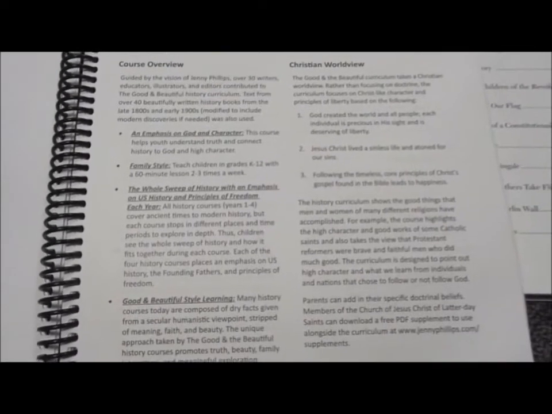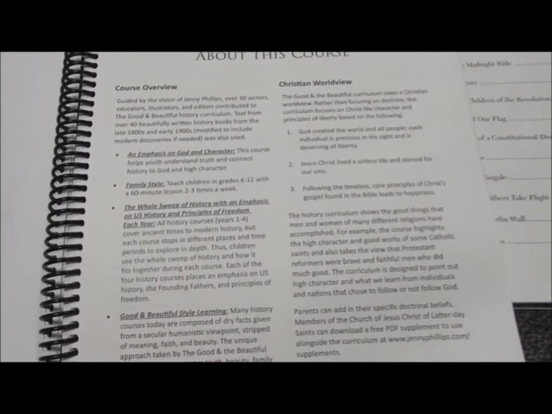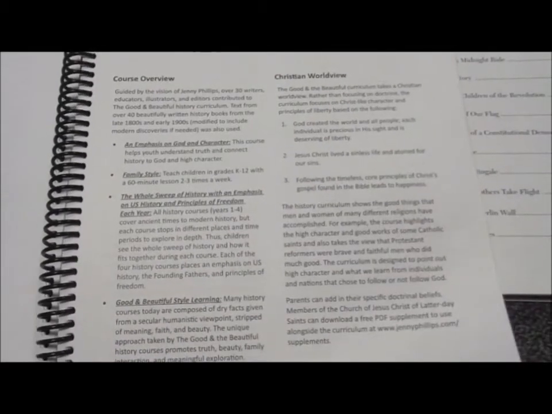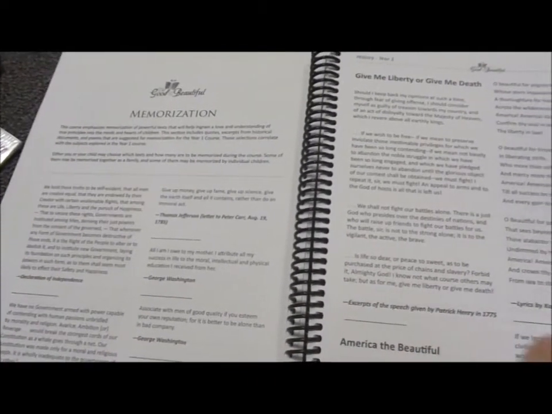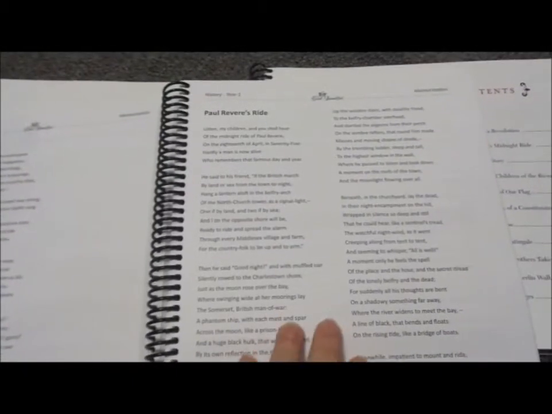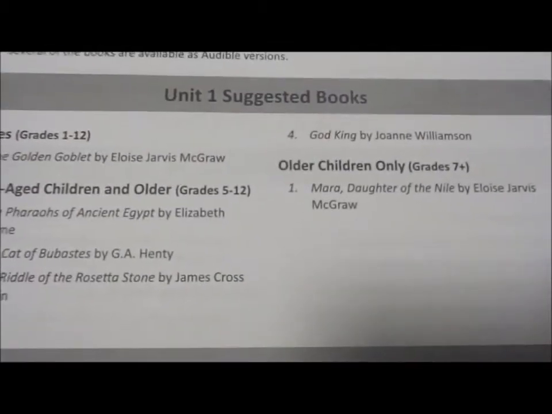Your course overview is included at the beginning of each book. It's going to tell you what you need. It's going to tell you what each one is going to cover. It's also going to tell you what the company believes. There's memorization. There are also read aloud suggestions. Here are the Unit 1 suggestions.